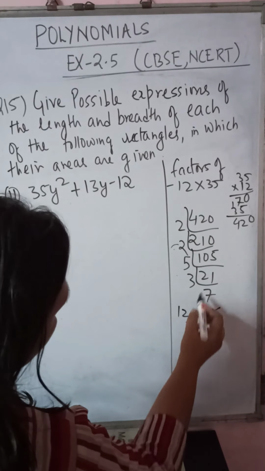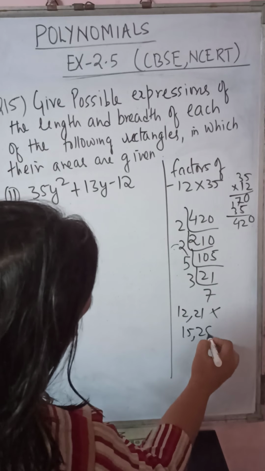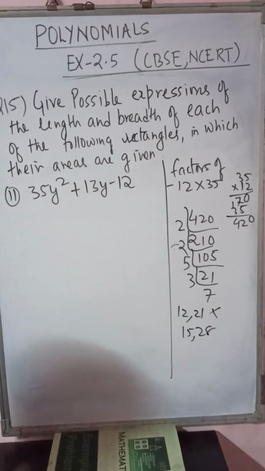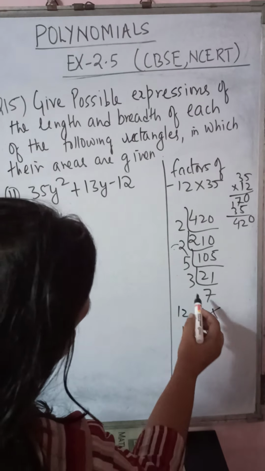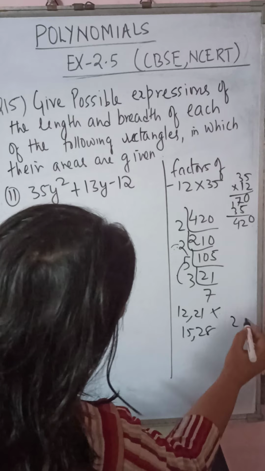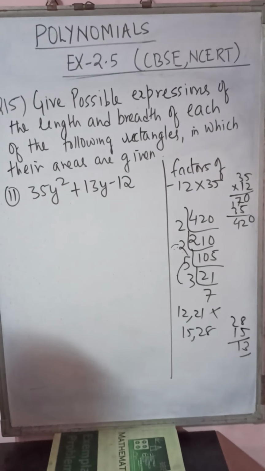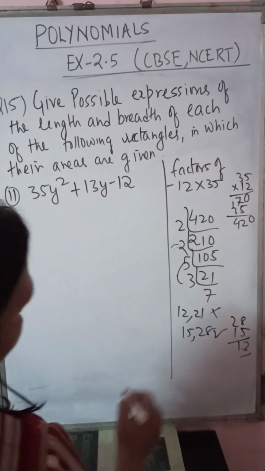5 3s are 15. 7 2s are 14. 14 2s are 28. By any chance will you get 13? 5 3s are 15 and 7 2s are 14. 14 2s are 28. So 28 minus 15, 8 minus 5 is 3, 2. Yes, 13. So this combination is correct. We can take this set.